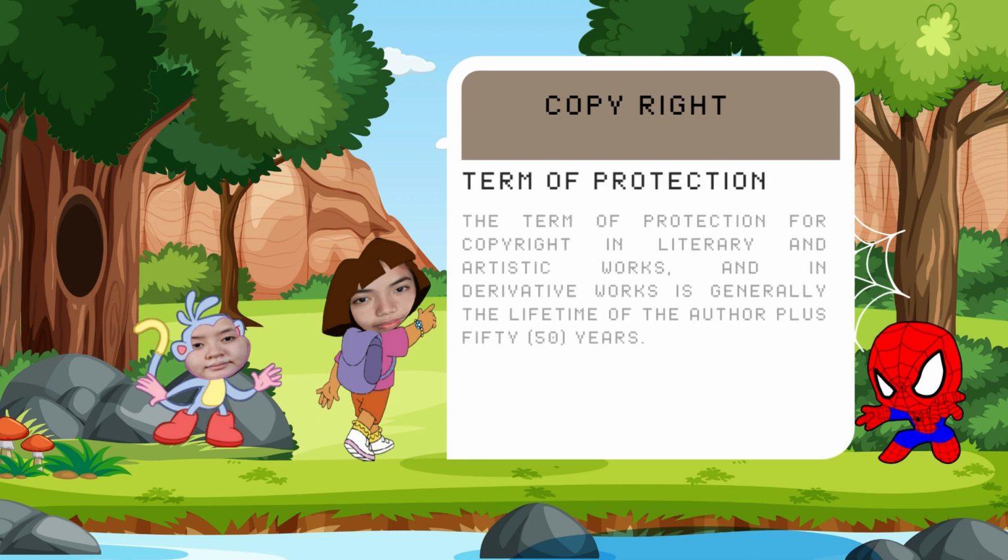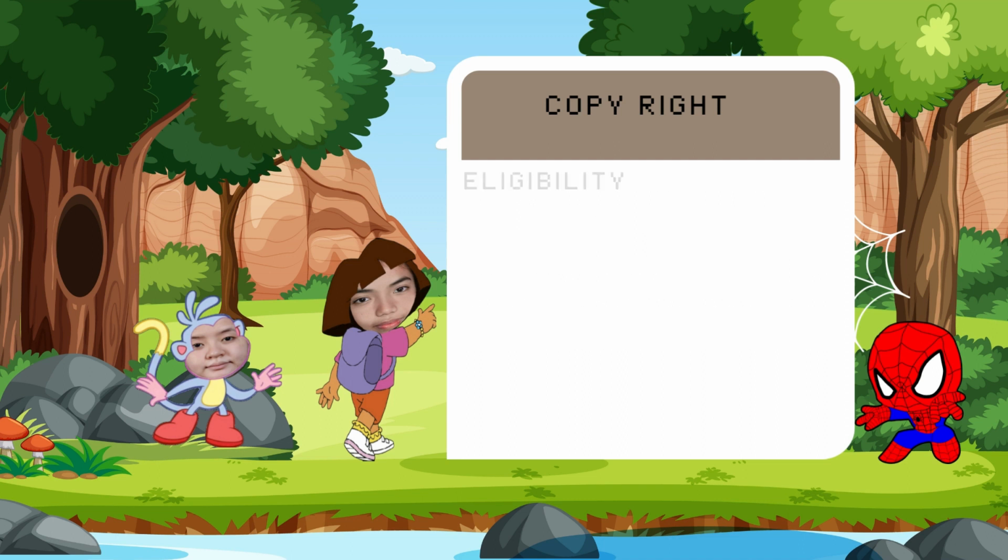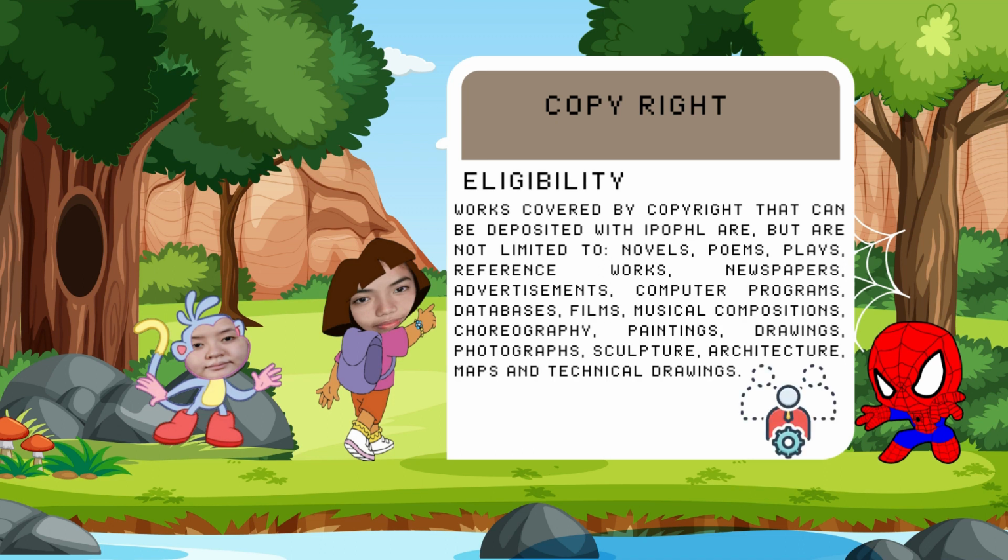Next, term of protection: 50 to 70 years after the author's death. Next, eligibility: it immediately reserves the owner's right from the moment of creation. However, its protection can be extended to the expression of the idea in a tangible form.